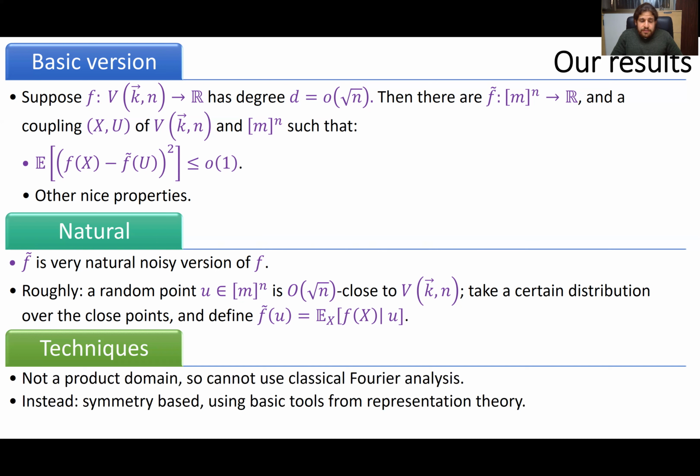But in order to analyze this, you have to do a bunch of things. You cannot use classical Fourier analysis, which is what people typically used in order to prove invariance principles. This is not a product domain, so that is not available. So instead you use symmetry-based techniques, and you use basic tools from representation theory in order to make the proof go through.